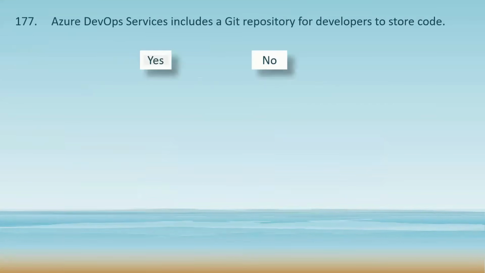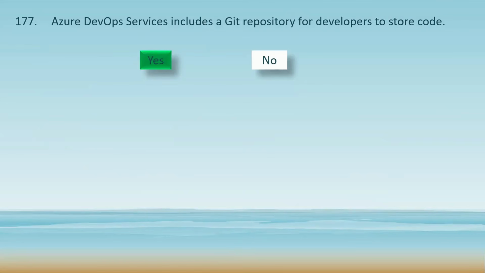Let's now look at some yes or no questions, as you will see few of these questions in your exam as well. And the first one of them is, Azure DevOps service includes a Git repository for developers to store code. So basically what's happening here is you are given a statement related to Azure DevOps services and you need to tell whether that statement is right or wrong. So what they are asking is, Azure DevOps service includes a Git repository for developers to store code.